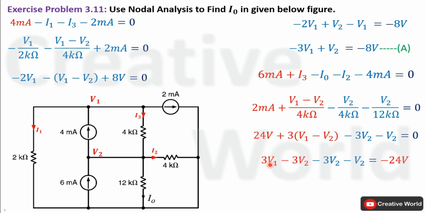The equation will become 3V1 minus 3V2 minus 3V2 minus V2 equal to minus 24 volt. Now add values having same variables together. The equation will become 3V1 minus 7V2 equal to minus 24 volt. We cannot further solve this equation, so leave it for now and label it as equation B. It is the second node voltage equation of this network.